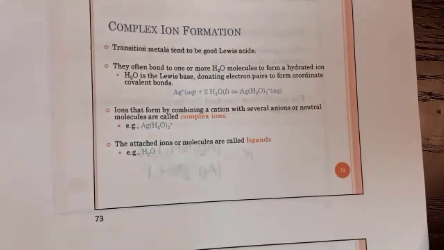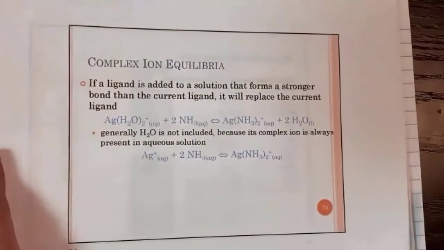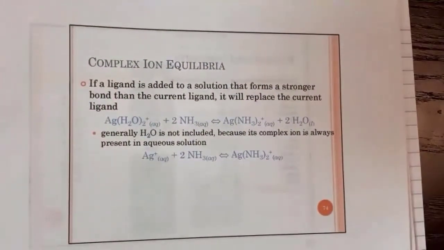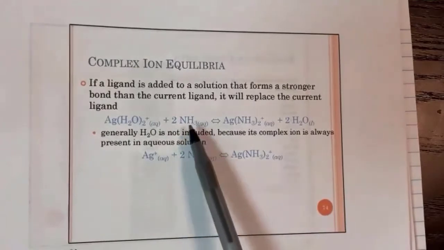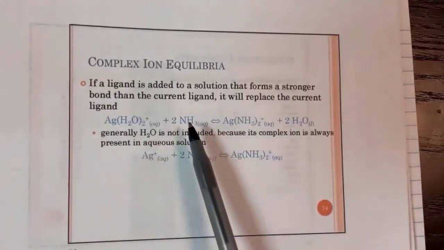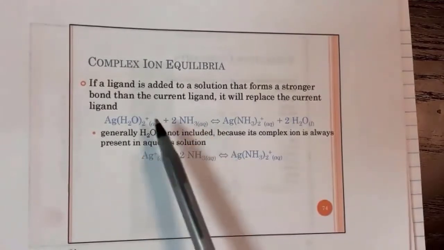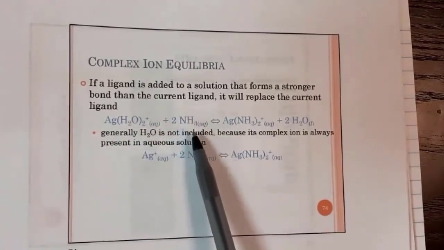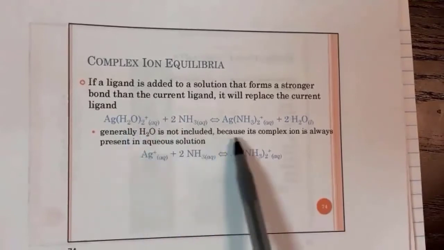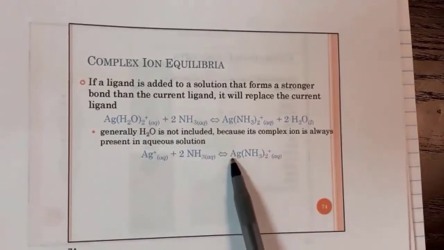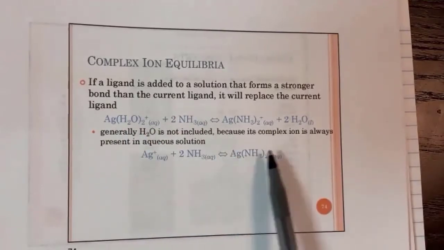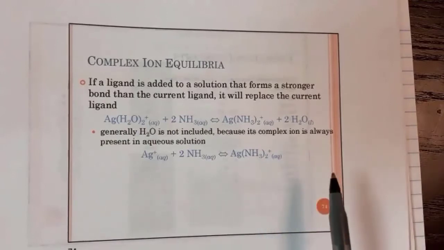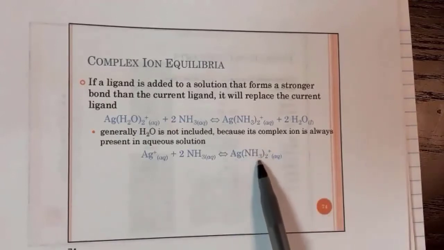Now, water is pretty common. Another common ligand is ammonia. For example, silver actually prefers ammonia as a ligand compared to water. So if you have water hanging around and you add ammonia, ammonia will actually replace the water, and you'll have a complex ion of silver and ammonia. Silver is +1 charge. Ammonia has no charge, so it just hangs out there.